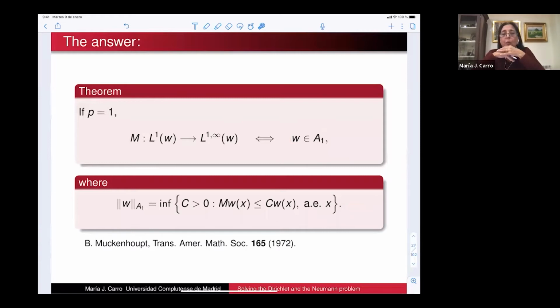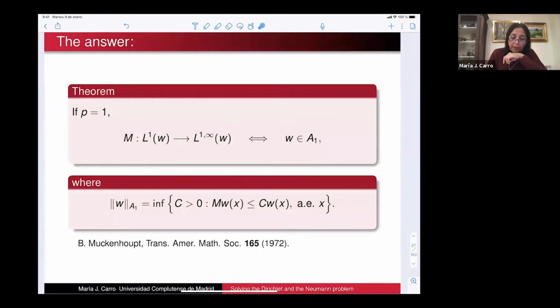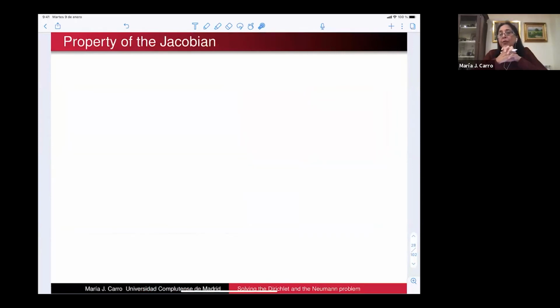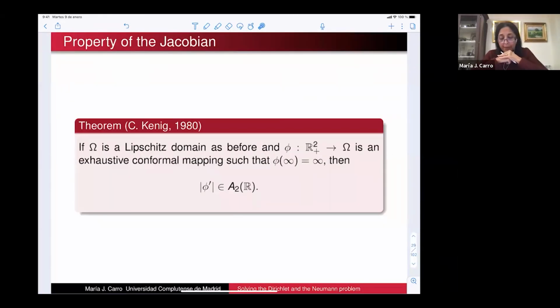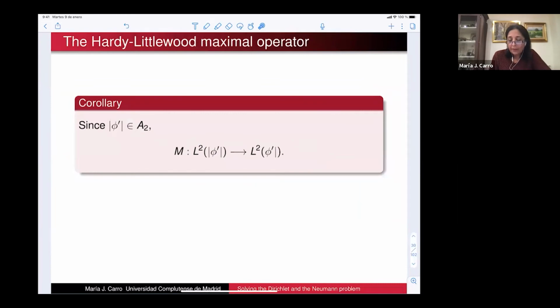Okay, so this problem is completely solved. And what was the main point, the technical part, or I think the core of the paper of Carlos Kenig, is that he proves that if you have a Lipschitz domain and you take the conformal mapping, then the Jacobian is in the class A2 of Muckenhoupt. Okay, so this is, let's say, the technical part of the theorem of that paper that I mentioned before. And therefore, we have that the maximal operator is bounded from L2 into L2.